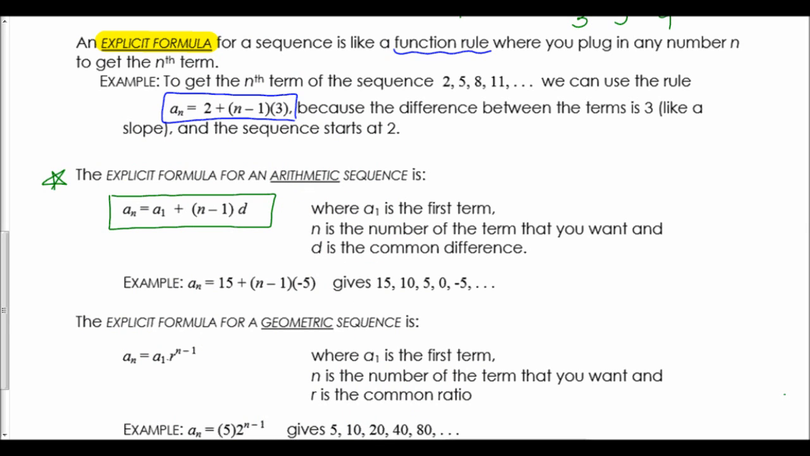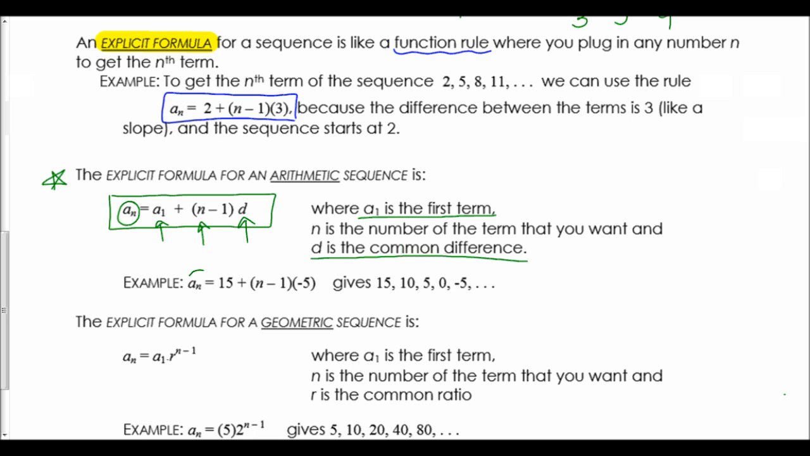Okay, so back here to our packet. A sub n, so the nth term, is equal to a sub 1, where a sub 1 is the first term. And then in here, we're going to plug in the n for whatever one we want. So if we want the fifth term, we plug in n equals 5. And then the last letter in there, d, is the common difference, and we'll know that from looking at our pattern.